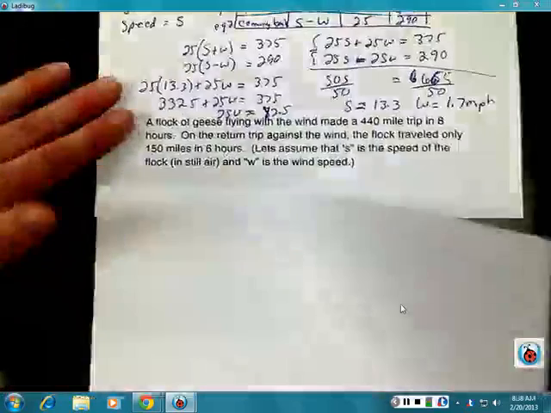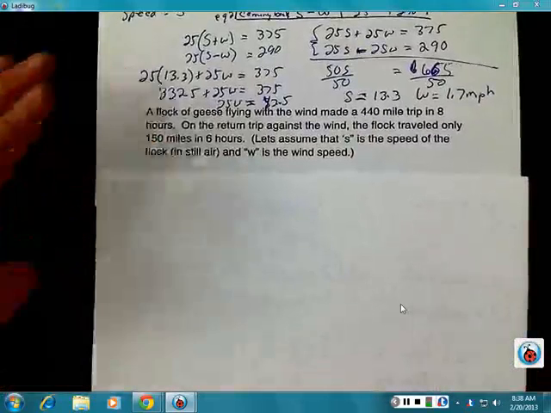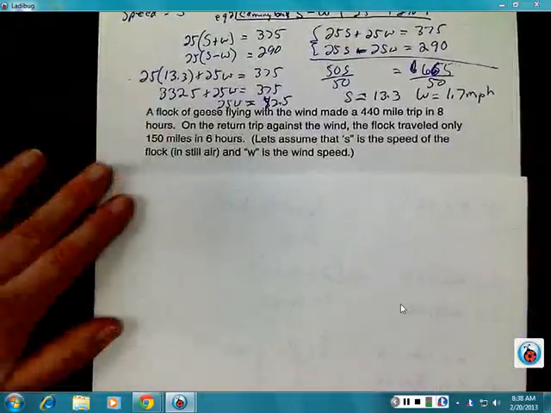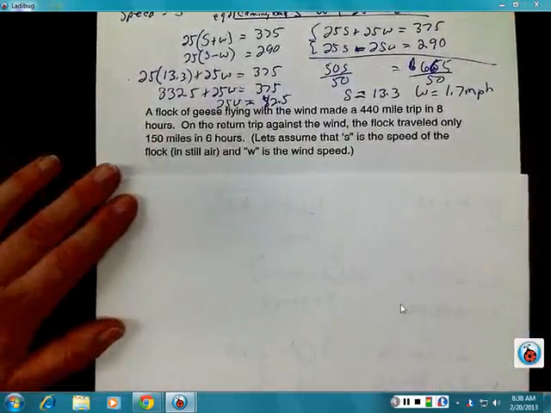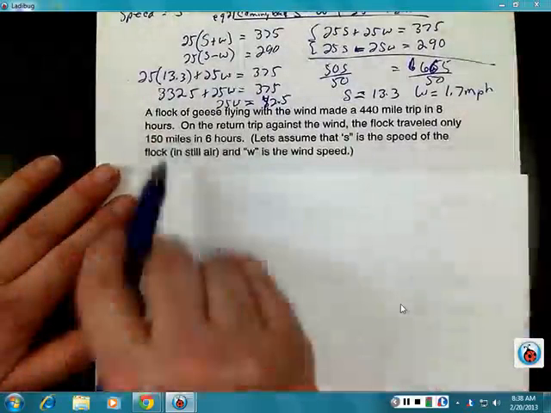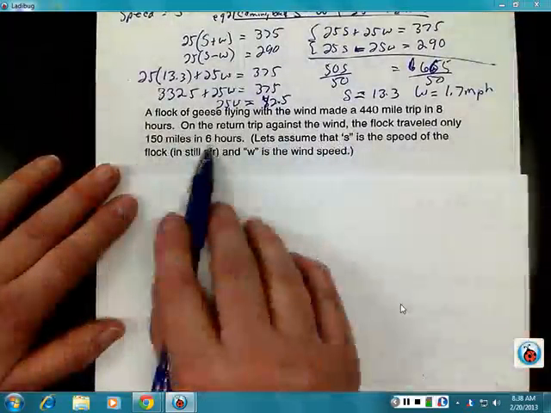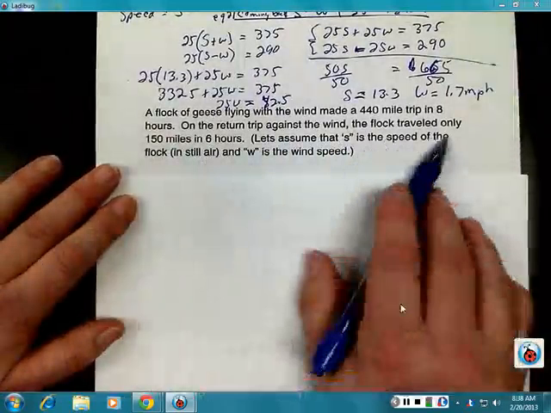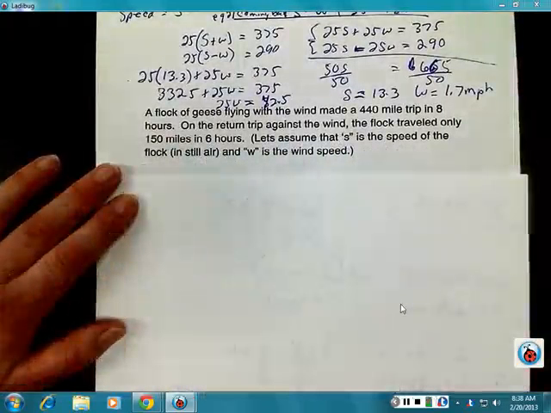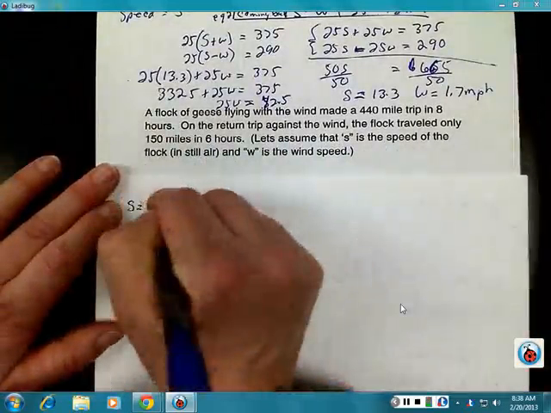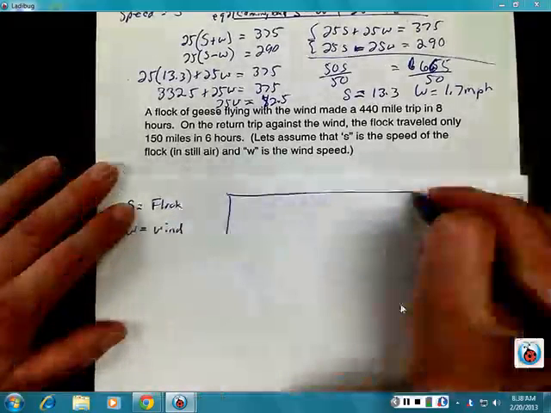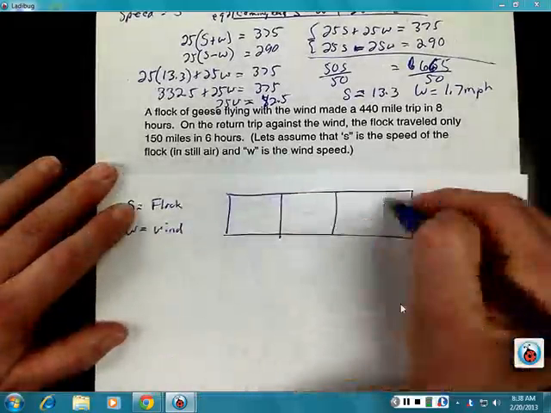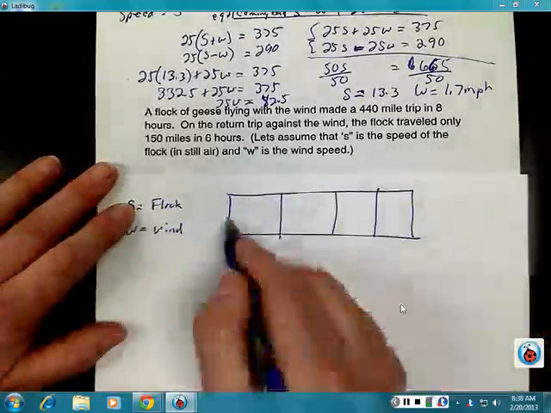I need a sheet of paper with that one. It says a flock of geese flying with the wind. So this is kind of like the last one. Travel 440 miles trip in 8 hours. Hey, I'll go with the geese. And then it says on the return trip against the wind, the flock travels only 150 miles in 6 hours. So let's assume S is the speed of the flock in the air and W the wind speed. So S is the flock, W is the wind. So if we set this thing up, we can chart it just like we did the last one. And I think once you got one of these, we probably won't finish solving this one. We'll just set it up so you have an idea of what's going on.